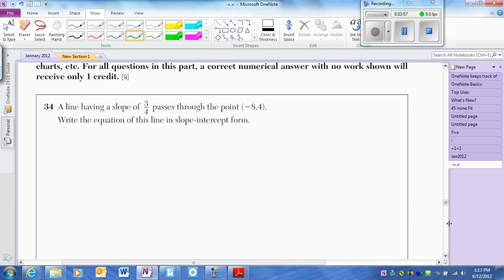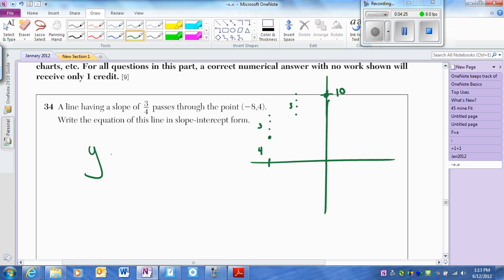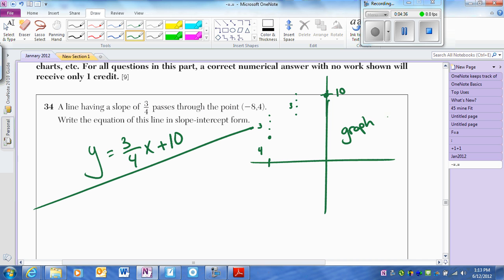Alright, so the slope of a line. So if I do this and I go -8, +4, I'm up 4 already. And the slope says go up 3. 1, 2, 3, and over 4. Now I'm up 3 more. And I go up 3 more. 1, 2, 3, and over 4. I'm here at the y-axis. So I've gone up 4, up 3, up 4. So my y-intercept then would be 10. And quite honestly, I'm done. Y equals 3 over 4x plus 10. That's the graphical approach to it, and I would use graph paper.